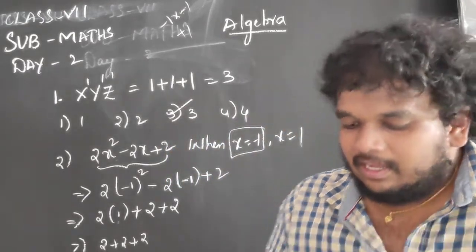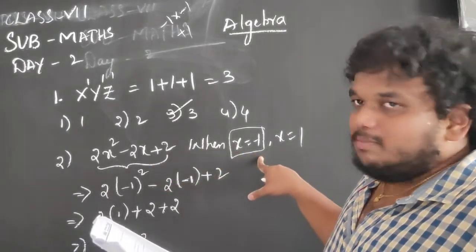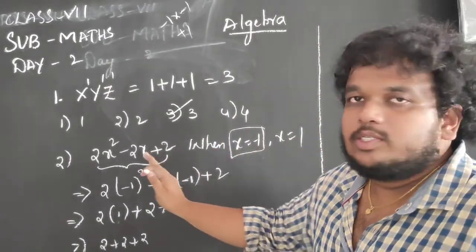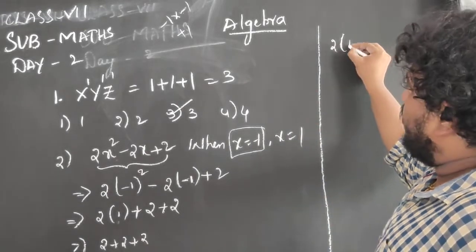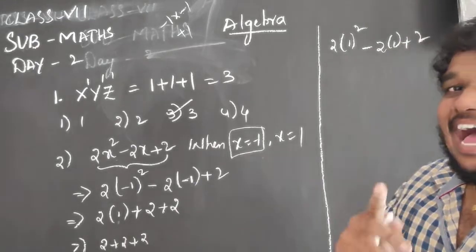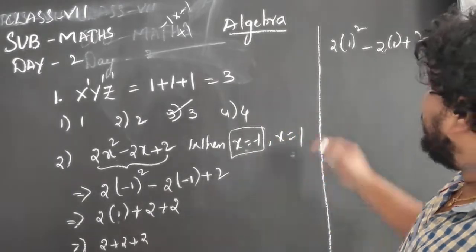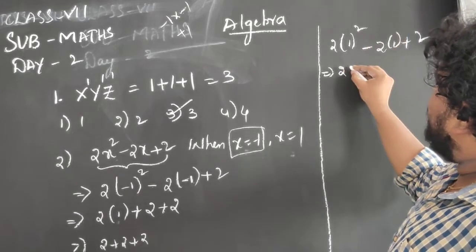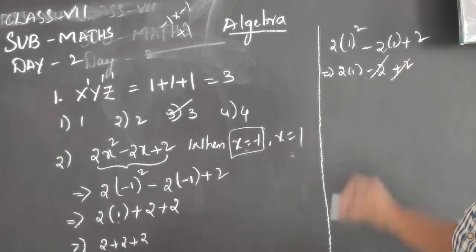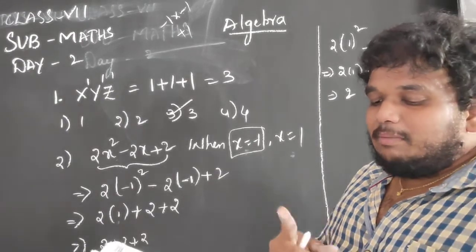So that is the value of the expression when x is equal to minus 1. Now I want x equal to 1. Substitute x equal to 1: 2 into 1 whole square minus 2 into 1 plus 2. The question asks for x equal to minus 1 and also x equal to 1. Now 2 into 1 square will be 1 itself, and 2 ones are 2, plus 2. So 2 minus 2 plus 2. What is the answer here? 2.